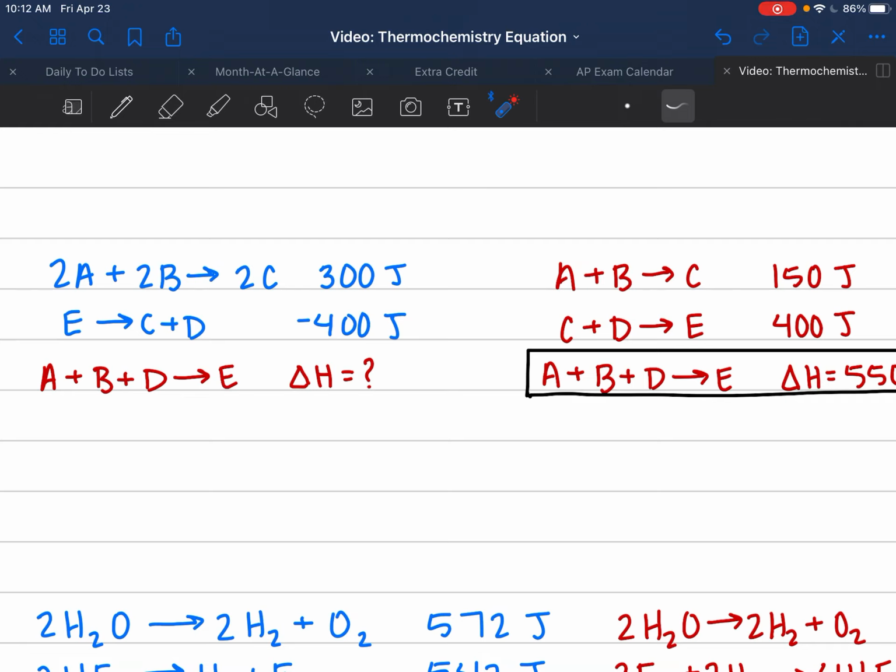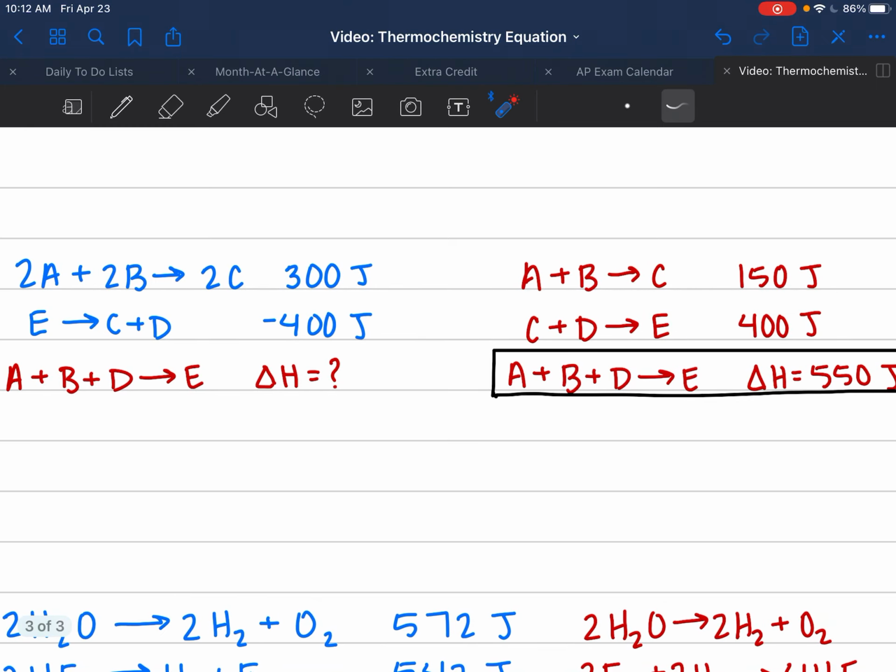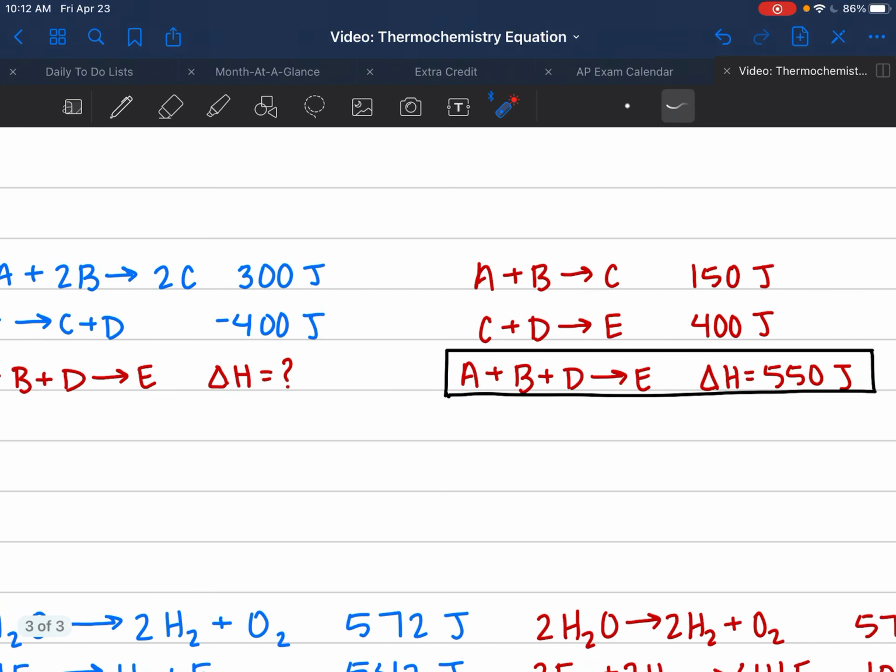So instead of E yielding C plus D, I'm going to get C plus D yields E. Because I reversed it, I flipped the sign on our enthalpy. So instead of negative 400 joules, it becomes positive 400 joules. So notice what we can do now.